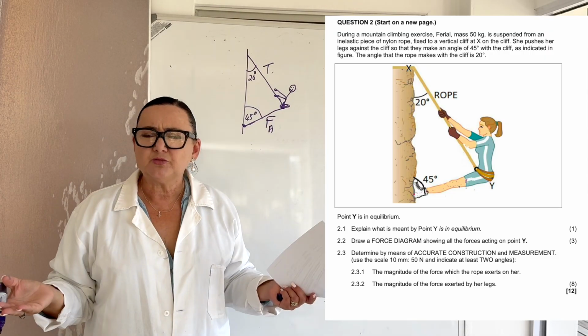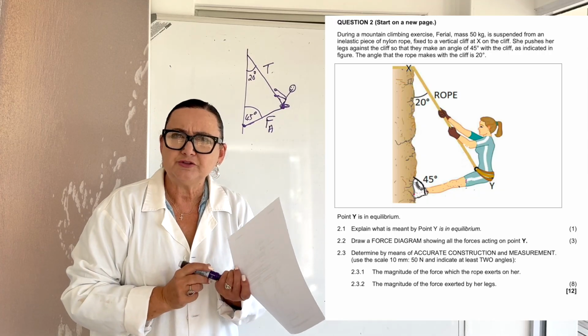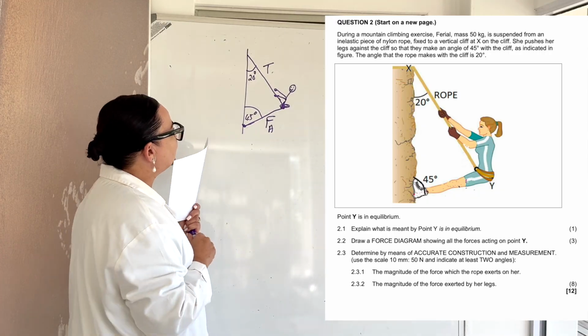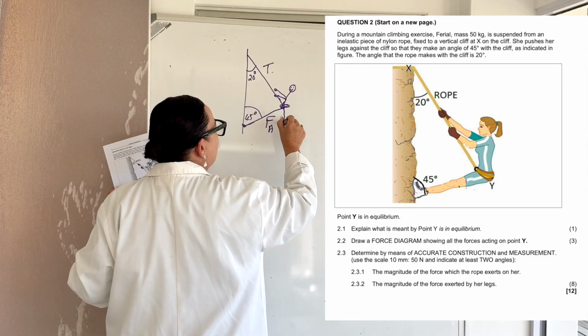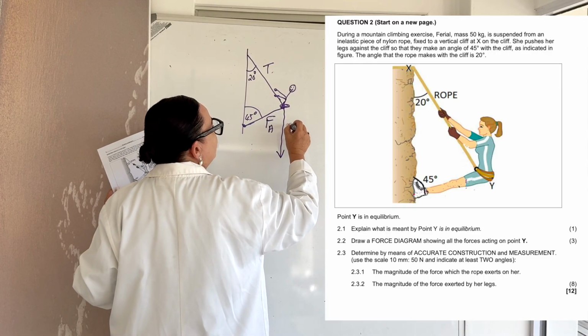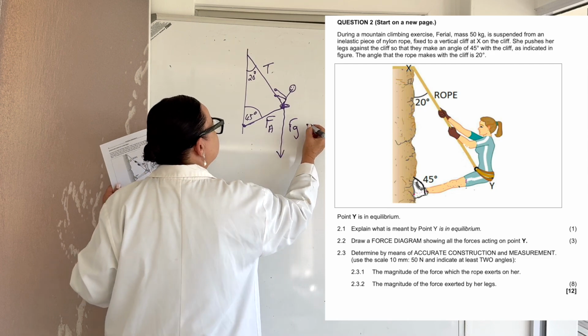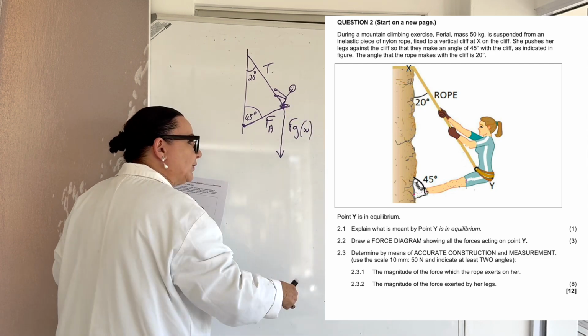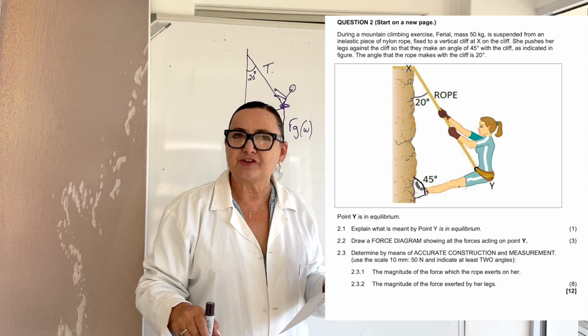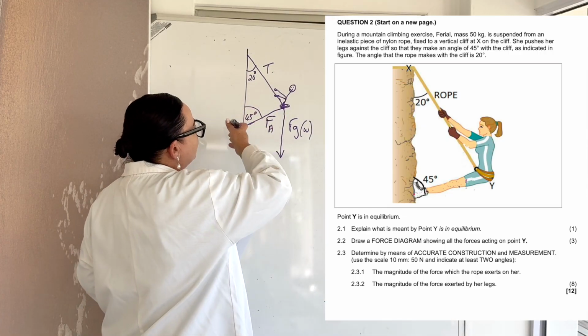And then where's the third one? I've only got two now. Where's the third one? The third one is what? Of course, her weight. And weight, or Fg, gravitational force, is always down towards the center of Earth. Okay, so I've got my three forces.